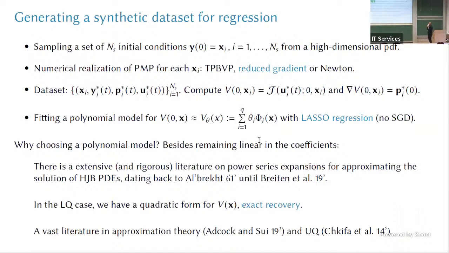Now, people talk a lot about architecture when talking about deep learning, and here is why I'm going back to using a polynomial model for a value function. Basically, because there is an extensive and rigorous mathematical literature on power series expansions for Hamilton-Jacobi partial differential equations. And this really dates back to around the same time of Bellman and Lukes and collaborators and Albrecht. They wrote very nice papers explaining that in certain cases the solution of the Hamilton-Jacobi equation can be characterized in terms of power series that are naturally expressed as polynomials.